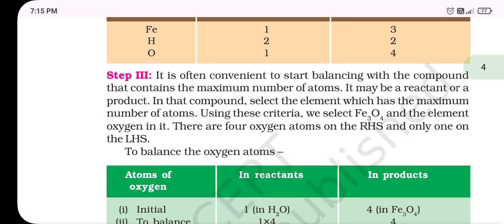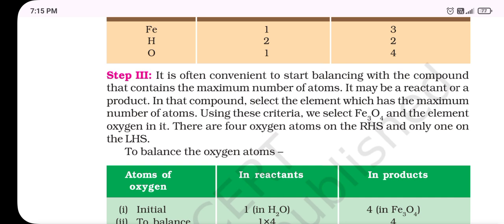It may be a reactant or a product. It does not matter which is the reactant side or which is the product side. We just have to make sure which compound has the maximum number of atoms, and start with that one. In that compound, select the element which has the maximum number of atoms.